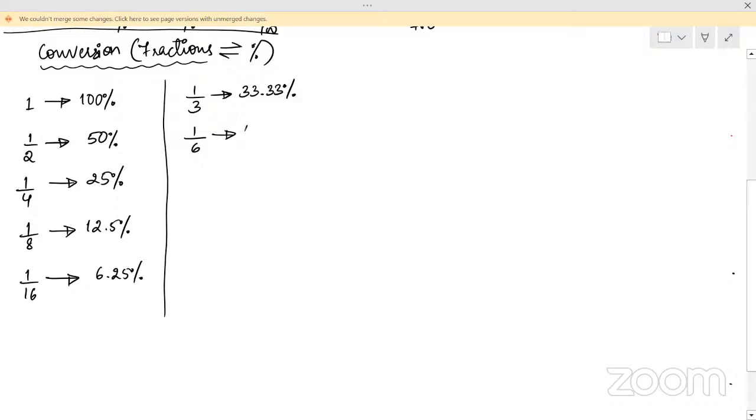So 16 point something. 16.66%. Half of 33.33 is 16.66. Half of 1/6 is 8.33. Very good. Okay, now this is the 1/3 family.